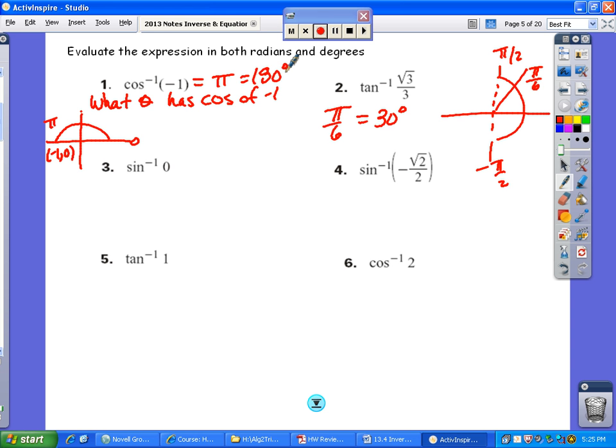All right, inverse sine of 0. Think again here. What are the restrictions on sine? It's between negative pi over 2 and positive pi over 2. All right, where is our y coordinate 0? At 1, 0, so the sine of 0 equals 0. So my angle here is 0 degrees, which is also 0 radians.